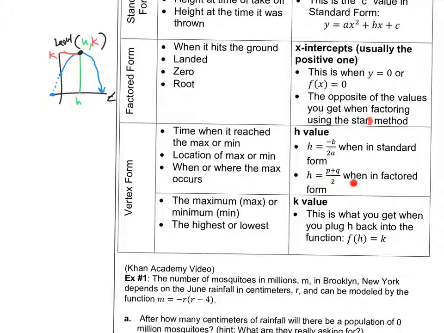This one also works when it's in factored form. This is you just take your zeros, and you find the average of your two zeros. So that's how you get the h.